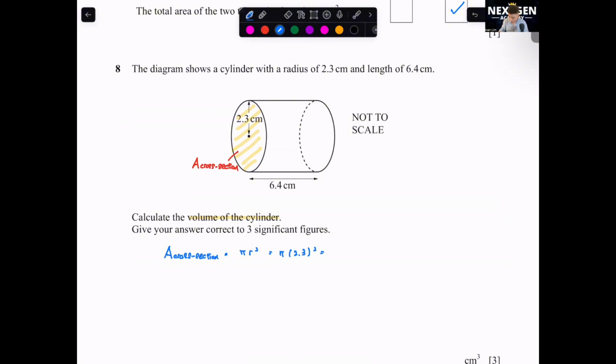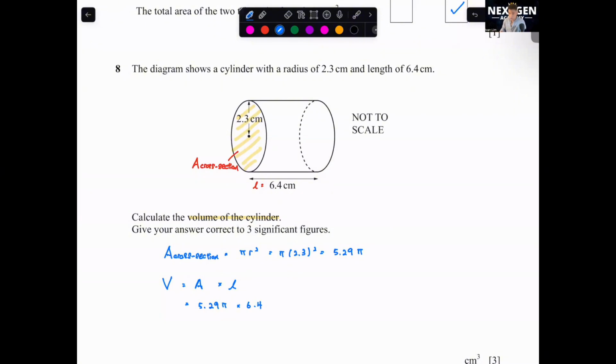Remember, you can use calculator for this. So this will be 5.29. We'll leave it in terms of pi first, since it's in the middle of the equation. Then volume will be your cross-sectional area multiplied by the length or the height. Length, height is the same thing. This one is the length over here. So we get 5.29 pi multiplied by 6.4. Calculate this.